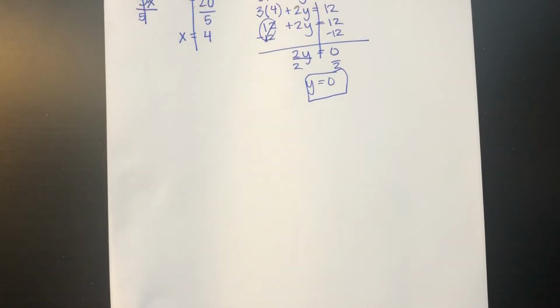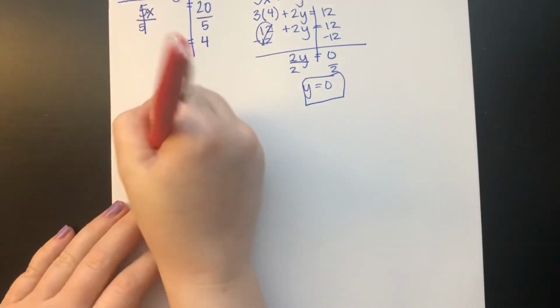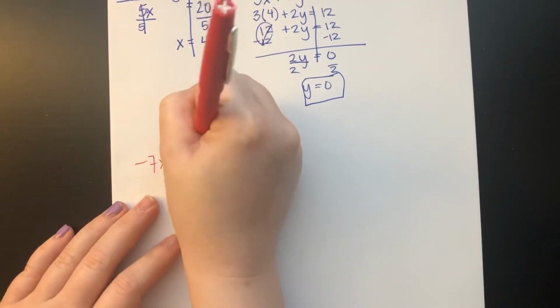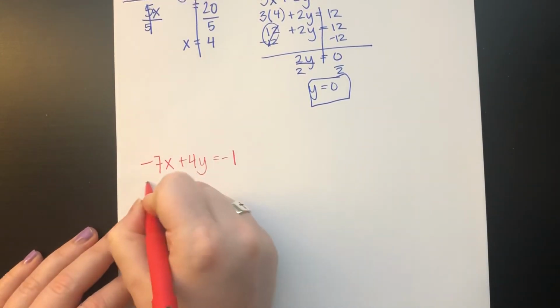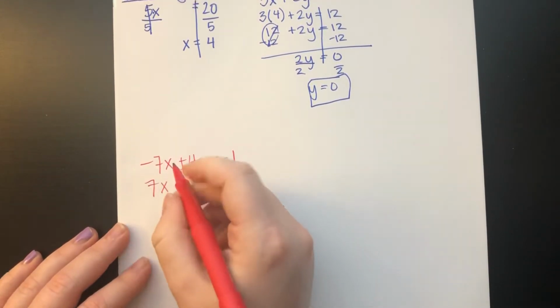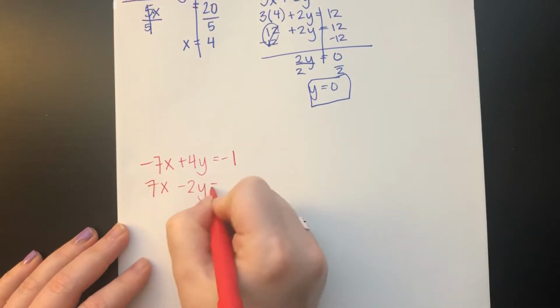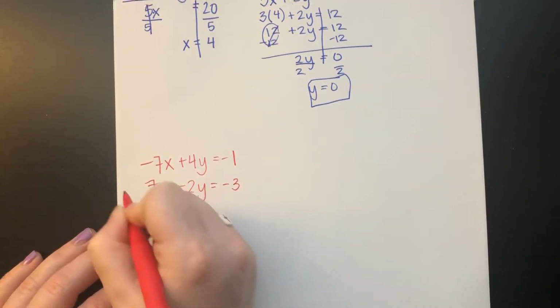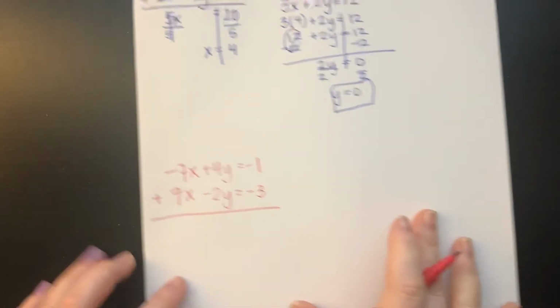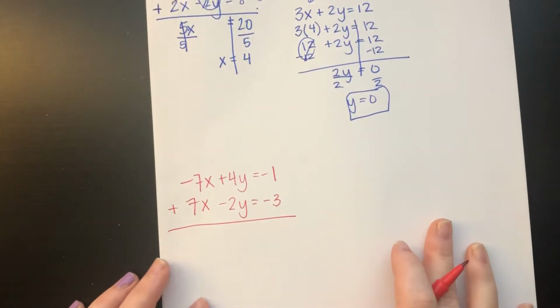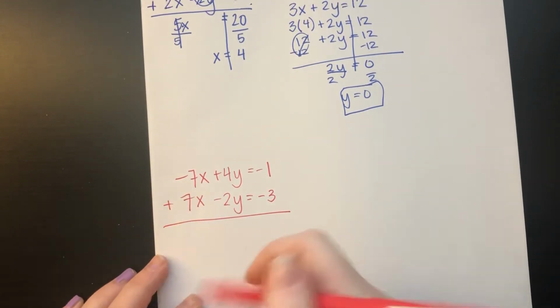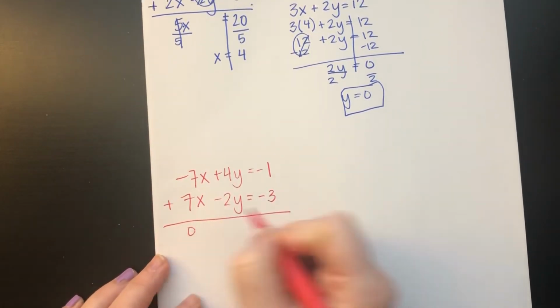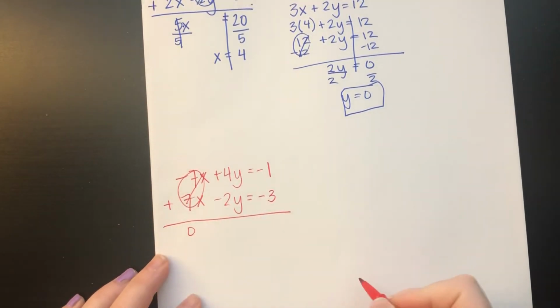All right, my next equation is negative 7x plus 4y equals negative 1. And 7x minus 2y equals negative 3. Okay, I'm going to add these two together, and I'm going to look and see, okay, what is the thing that I can eliminate here? I notice that I have a negative 7x and a positive 7x. Those, when I add them together, give me 0, or create that 0 pair.